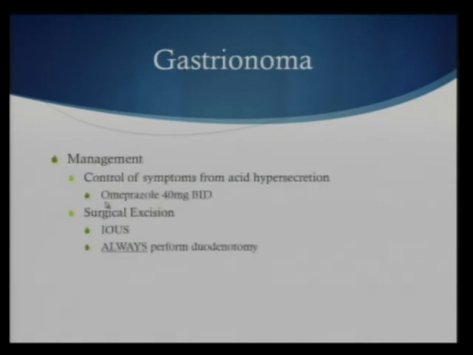For management, again, just like insulinoma, first step is to actually control the symptoms, which in this case would be to give omeprazole 40 BID, which will control the symptoms of peptic ulcer and hopefully also improve the diarrhea. Definitive treatment is, again, surgical excision. Always do, again, intraoperative ultrasound to make sure there are no other lesions that you're missing. And a duodenotomy is always recommended because intraoperative ultrasound is not good for lesions present in the duodenum.